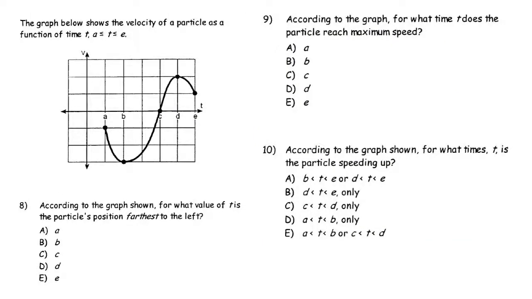All right, so for question 8, according to the graph shown, for what value of t is the particle's position farthest to the left? Now we have to remember that when we're talking about left and right, we really need to consult the velocity function. And this is the graph of the velocity function, so that's great. We know that when velocity is negative, then the particle is moving left. And we know that when the velocity is positive, my particle is moving to the right. So really that translates graphically that we're looking for either above or below the x-axis.